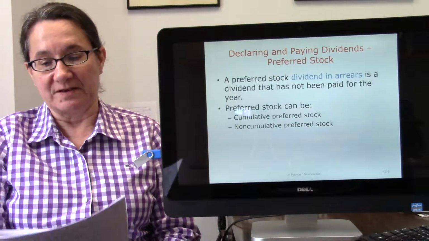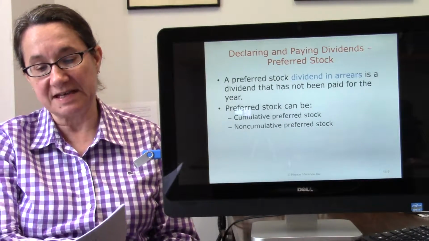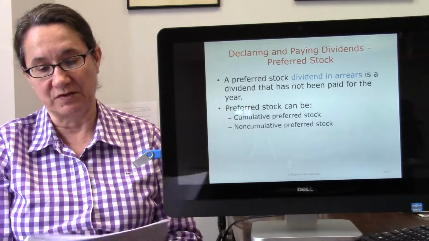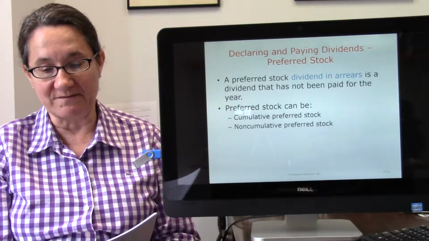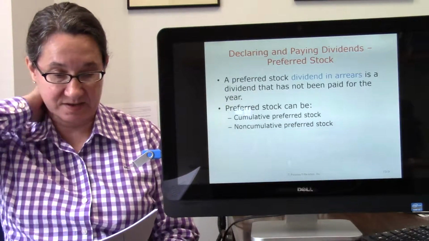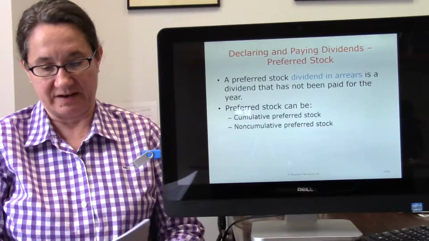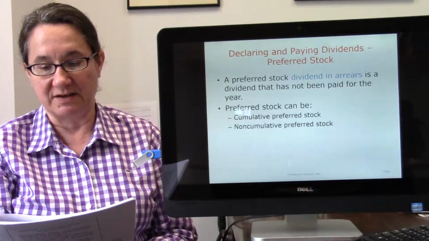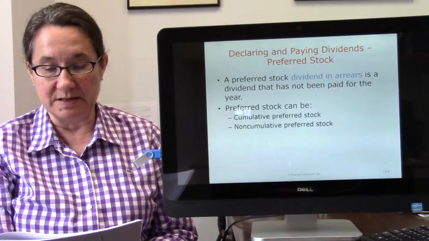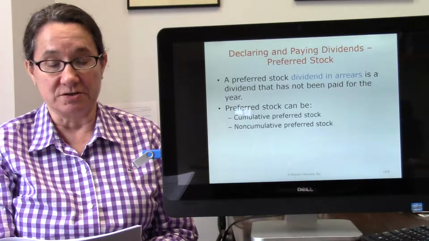Remember that a dividend preference on preferred stock does not guarantee that a corporation will pay dividends equal to the preferred amount. A corporation may fail to pay the preferred dividend if, for example, it does not have the cash to fund the dividend. This is called passing the dividend. And the dividend is said to be a dividend in arrears.